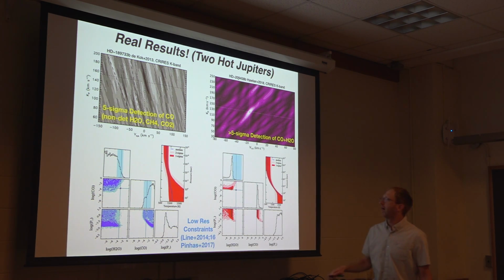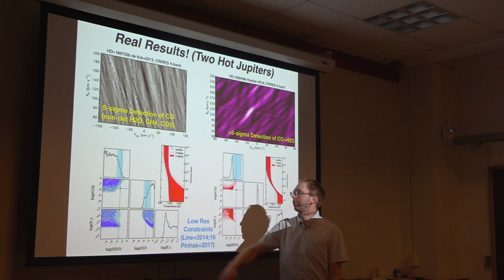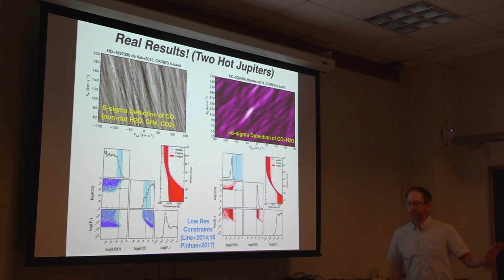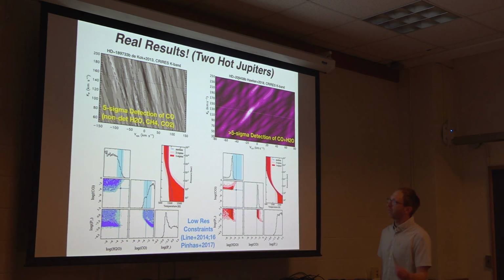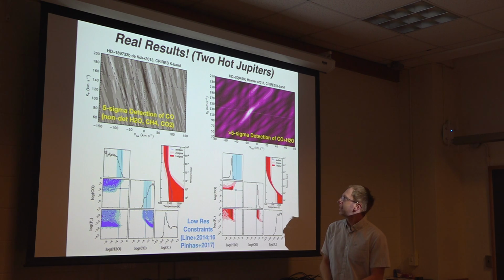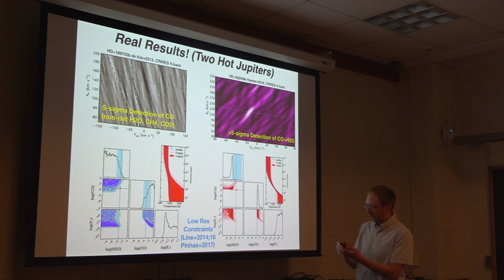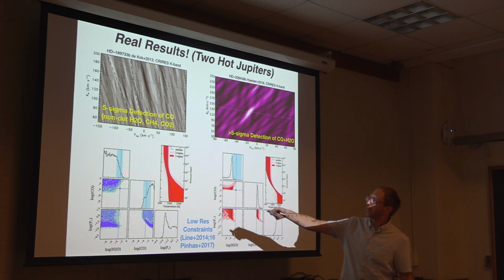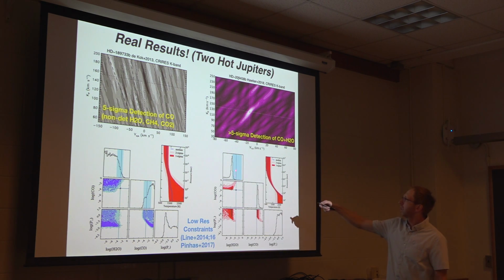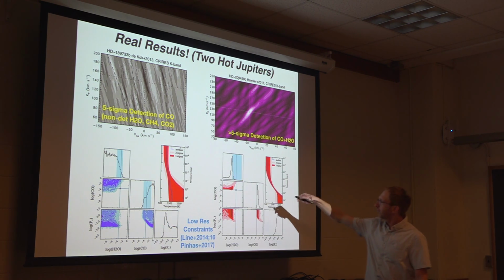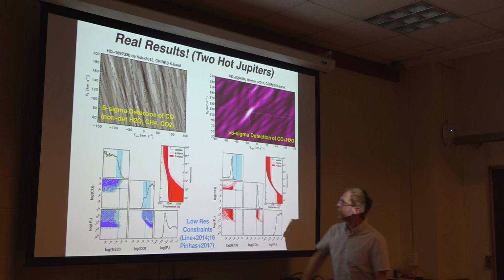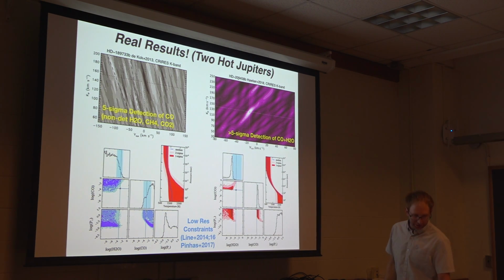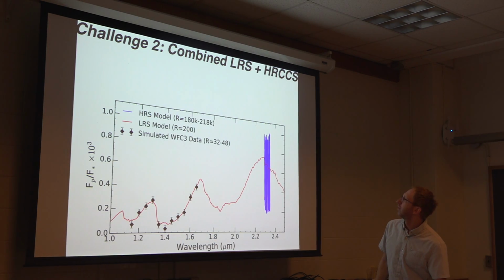And so just to compare, both of these objects have been observed with the Hubble Space Telescope, and these retrieval analyses have been applied on that low resolution data, and these blue boxes represent those uncertainty ranges. So in some cases they're moderately consistent, but in other cases there's some tension between some of these results. That's the summary right here.